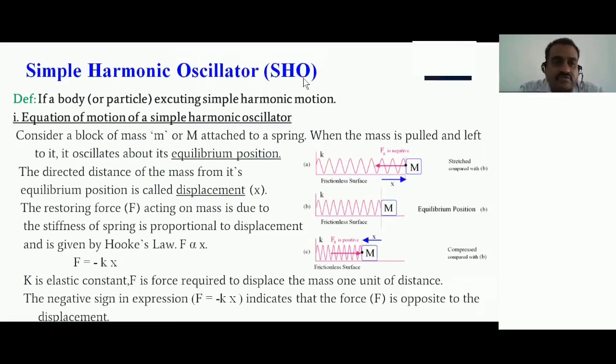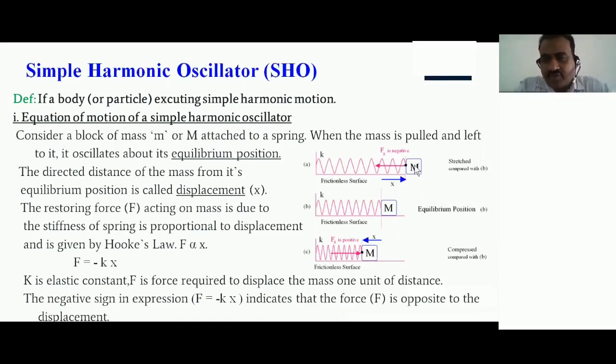You can observe here the definition: if a body or an object or a particle is executing simple harmonic motion, it is known as a simple oscillator or simple harmonic oscillator. So the equation of motion, we will calculate this equation of motion. I already discussed this, but I am telling it again for new students. So this is the equation of motion of a simple harmonic oscillator.